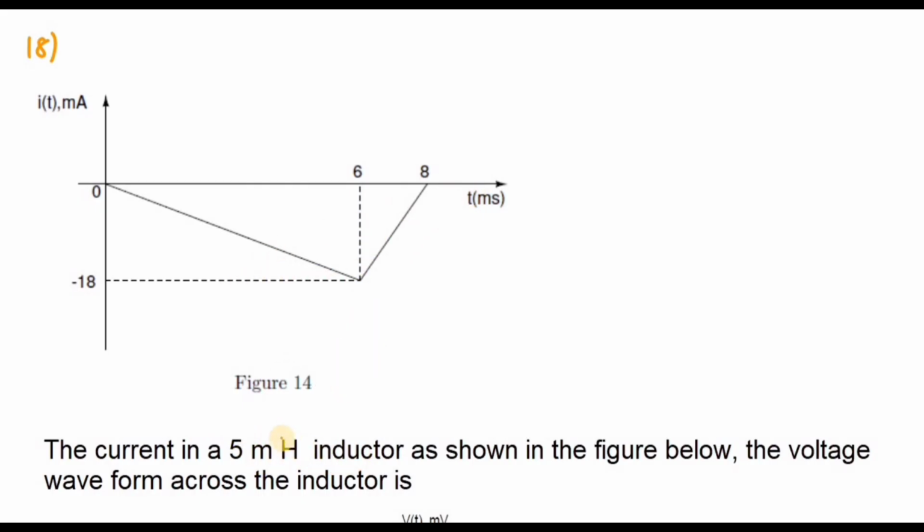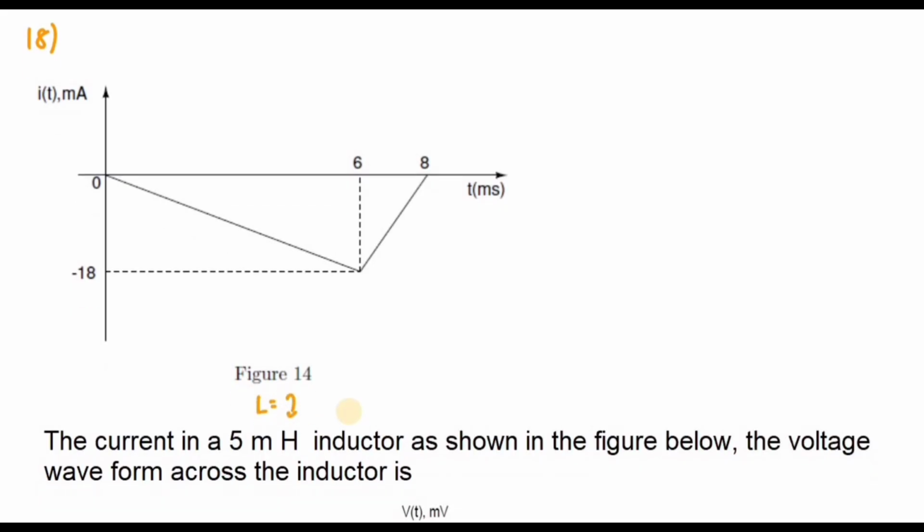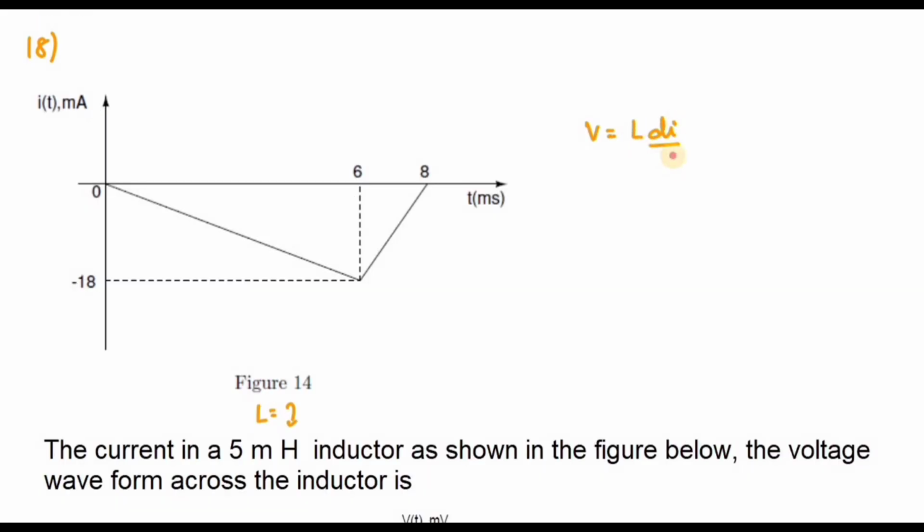So the next problem: you can see the current in the circuit. I need to find the voltage waveform across the inductor, where L is given as 5 millihenry. So V is equal to L dI by dt. L is 5 millihenry, and dI is minus 18, right? Minus 18 divided by 6, you will get minus 15.